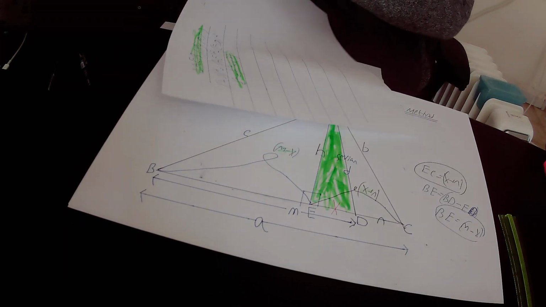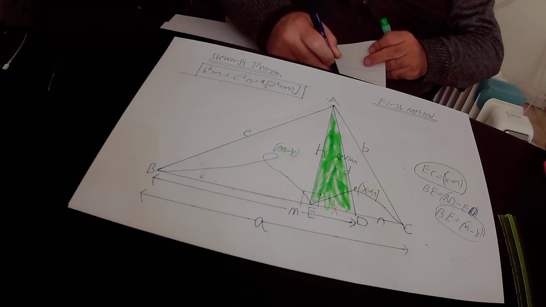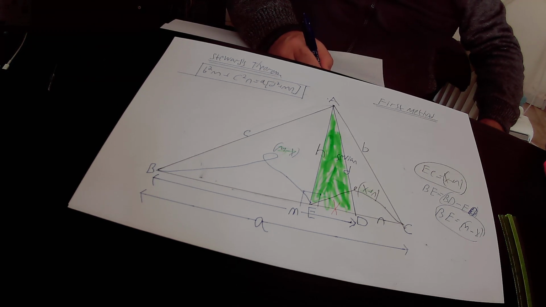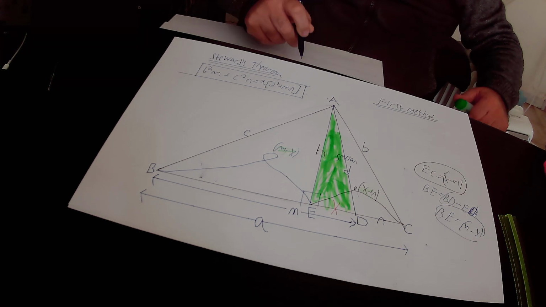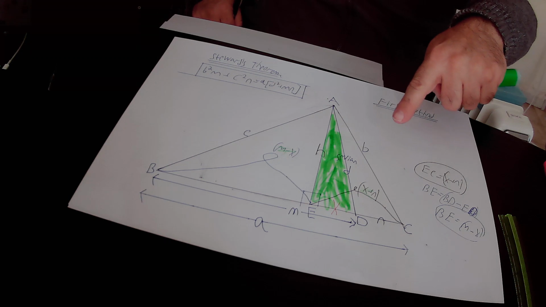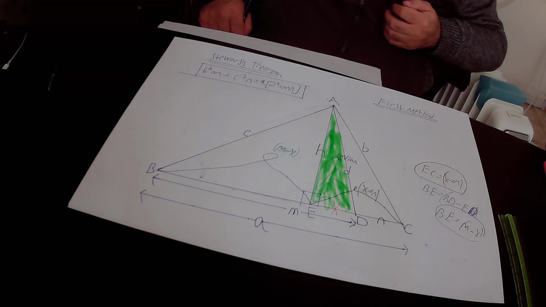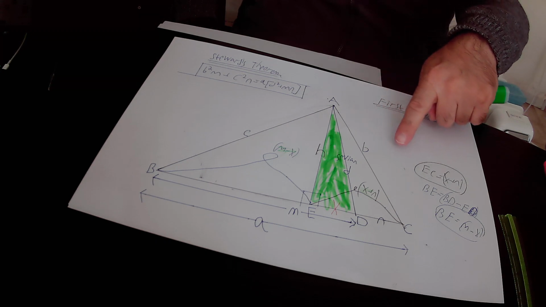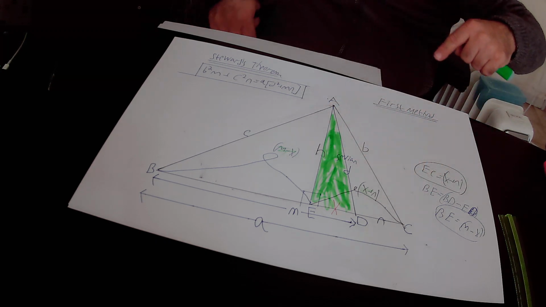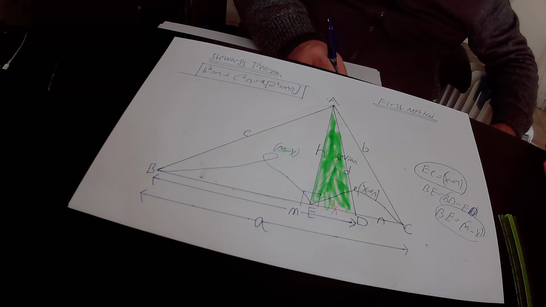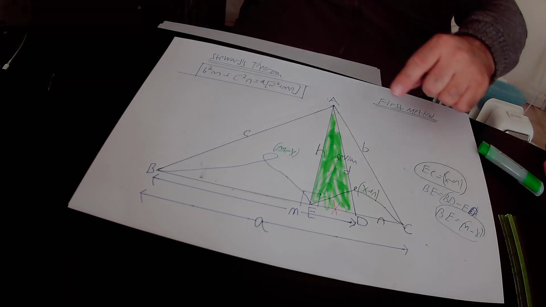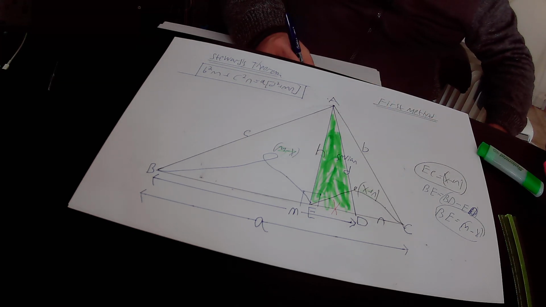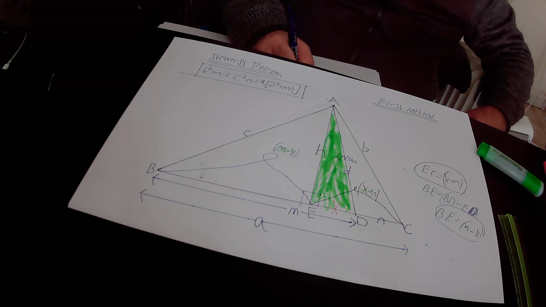In the next step, we will implement the Pythagoras theorem on the right triangle, triangle AEC. According to the Pythagoras theorem, the square of the hypotenuse equals the sum of the squares of the perpendiculars. The hypotenuse in the right triangle AEC is AC, therefore the square of the hypotenuse is AC square. And it must be equal to the sum of the squares of the perpendiculars, that is to say it must be equal to AE square plus EC square.